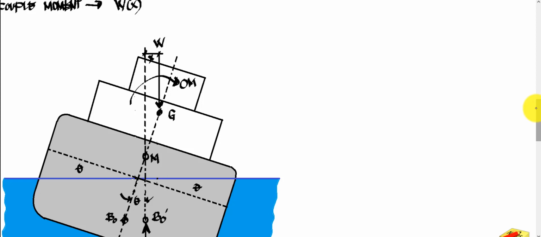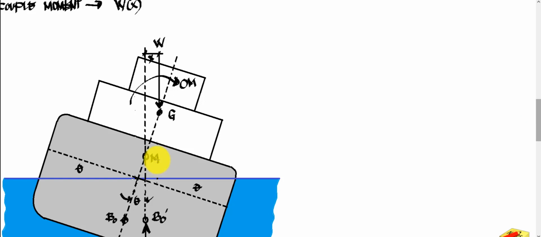While on this one, we added weight to the ship. We added cargo on the ship. So the location of our metacenter was already below the platform of the ship.